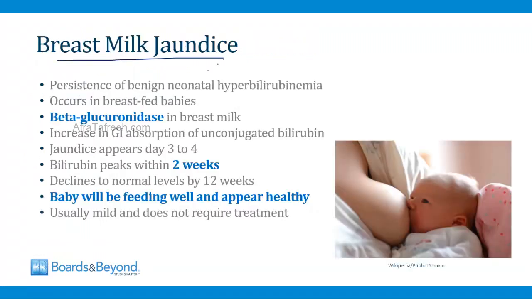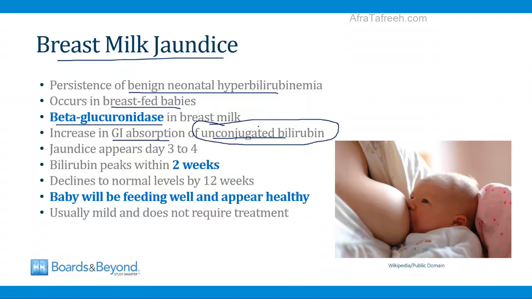Breast milk jaundice is the persistence of benign physiologic neonatal hyperbilirubinemia beyond the first few days or the first week of life. It occurs in babies that are breastfed, and it happens because babies consume an enzyme in mother's milk called beta-glucuronidase. This enzyme increases the GI absorption of unconjugated bilirubin and causes the baby to have a higher level of unconjugated bilirubin in the plasma, and I'll explain more about this in just a second.